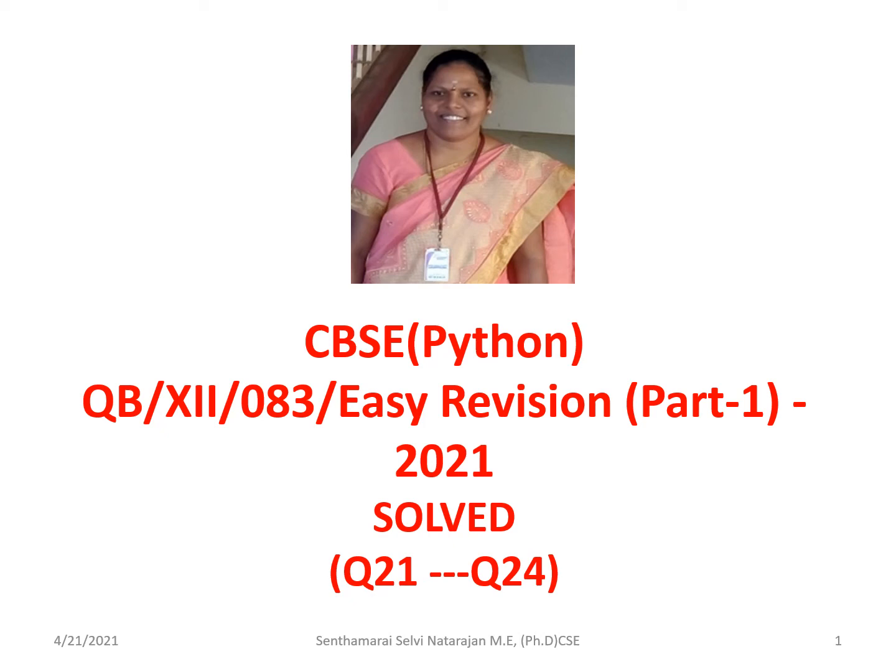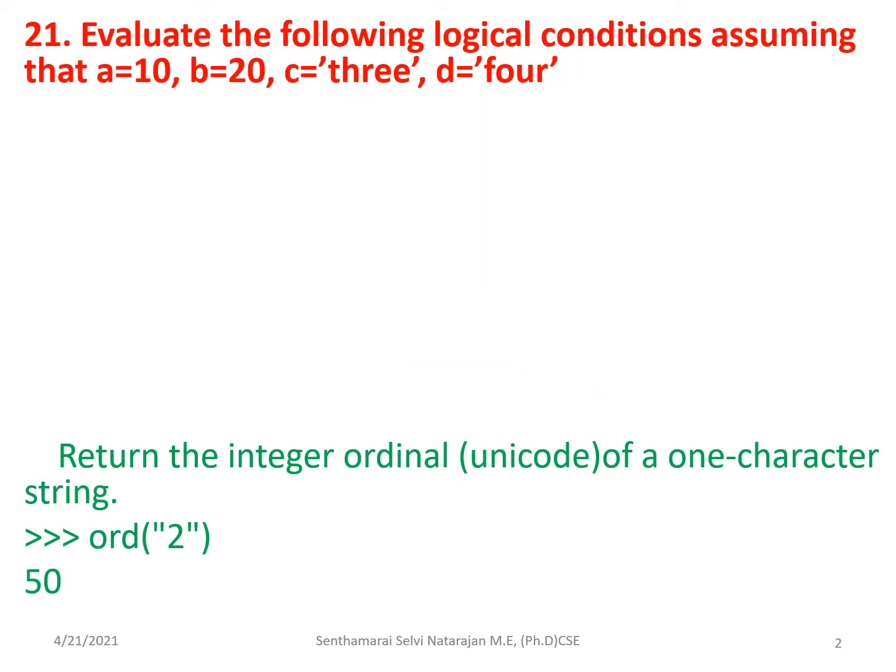In this revision part, we are going to discuss questions 21 to 24. In the 21st question, they have asked to evaluate the logical conditions with the assumed values of a equal to 10, b equal to 20, c equal to the string 3, and d equal to the string 4.